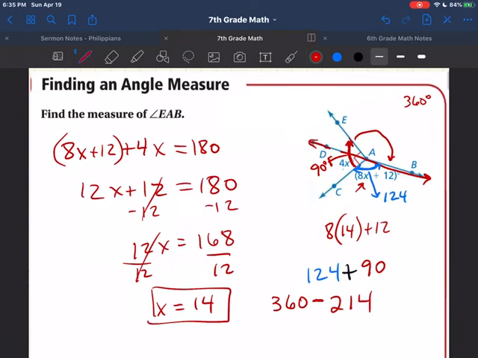Finally, this is like the longest problem ever. I'm trying to figure out EAB. So that is 360 minus 214, which is 146. The end. Woo!